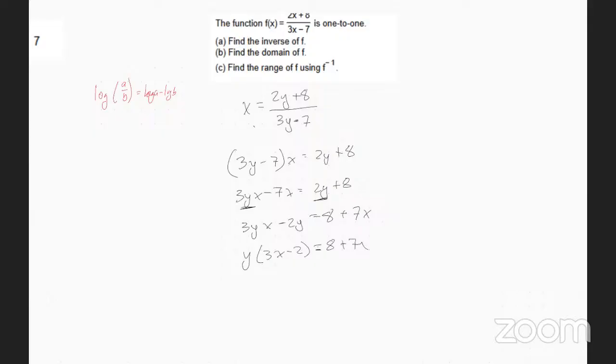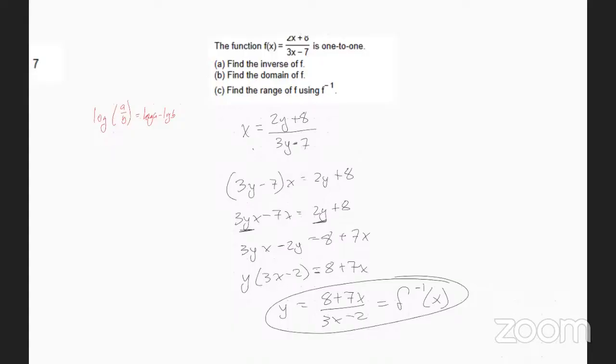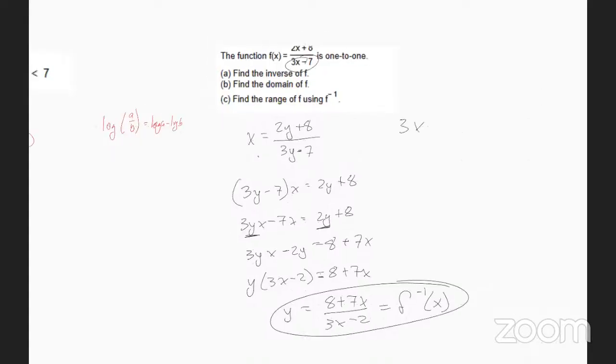So that is your inverse function, f inverse of x. And the domain of f is anything but where the denominator is equal to 0. So that can't equal 0, right? So that would be 3x cannot equal 7, which means x cannot equal 7/3. So the domain is everything but 7/3. The domain of f is everything but 7/3.